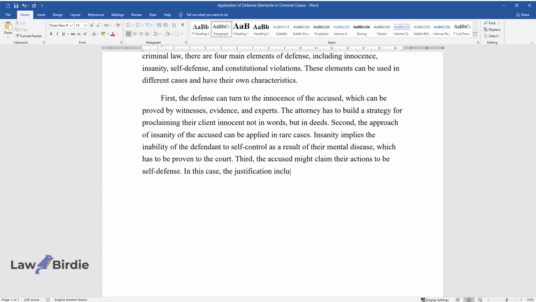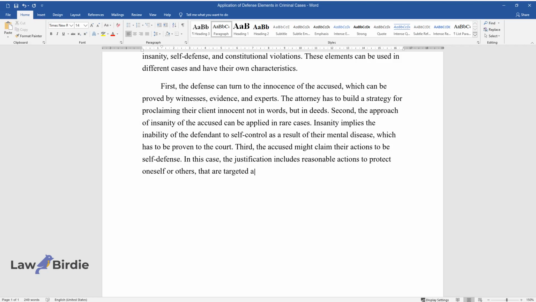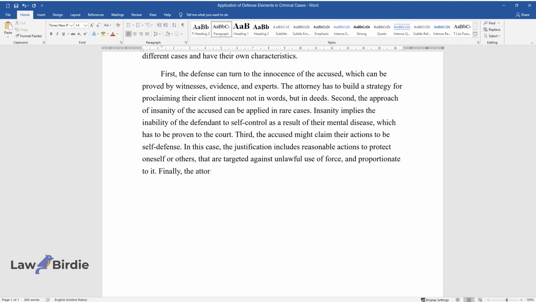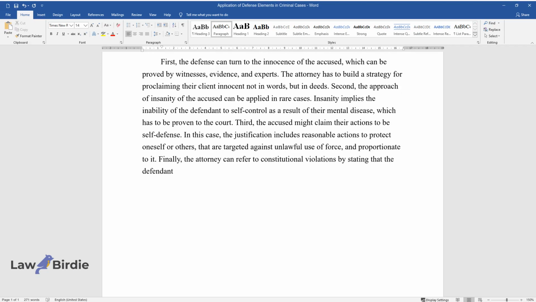In this case, the justification includes reasonable actions to protect oneself or others, that are targeted against unlawful use of force, and proportionate to it. Finally, the attorney can refer to constitutional violations by stating that the defendant was mistreated or oppressed during the investigation, and their rights were infringed.